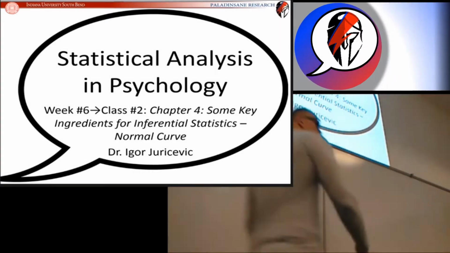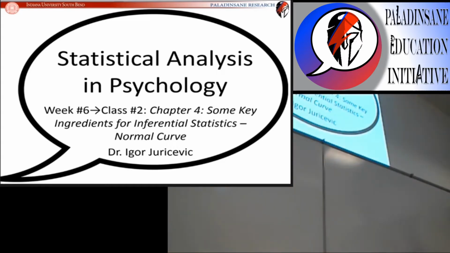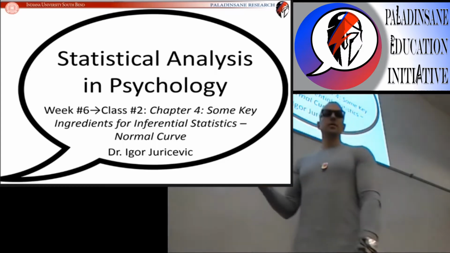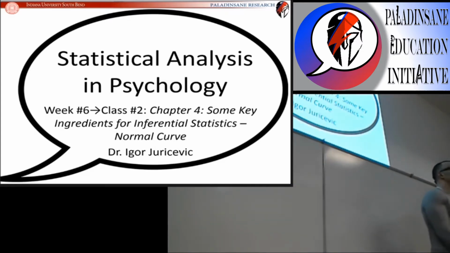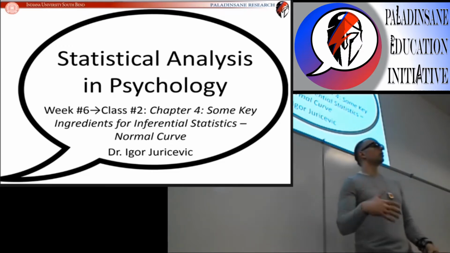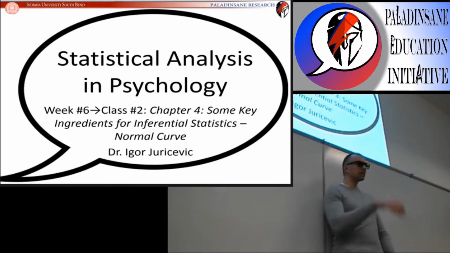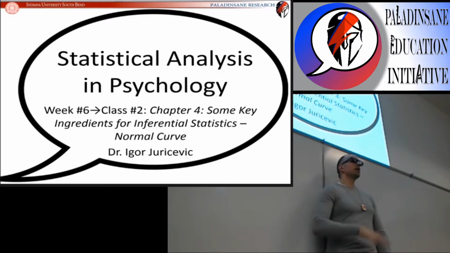So what we're going to do today is finish up our look at Chapter 4, those key ingredients for inferential statistics. We looked at probability. We've now incorporated the normal curve. We've incorporated the unit normal curve table at the back of the book. So today we're just going to wrap that up and introduce a little bit of the next step, the next idea that we're going to encounter.